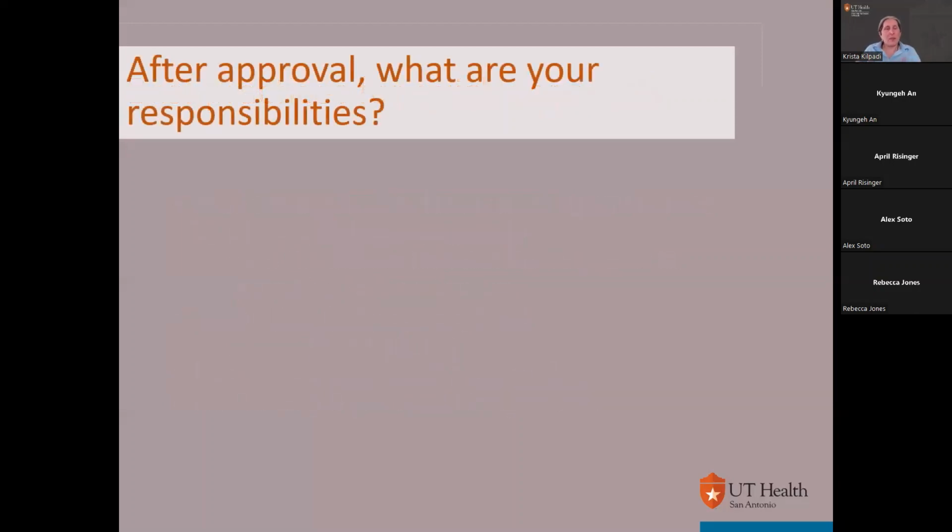And then a quick slide here about after approval, what are your responsibilities? Just kind of an overview of what you need to be thinking about once your study's underway. First of all, the first and foremost thing is always protect the participants' rights, safety, and welfare above all else. We have all these rules in place that need to be followed about submitting your amendments and making sure you don't do anything that's not in the protocol.